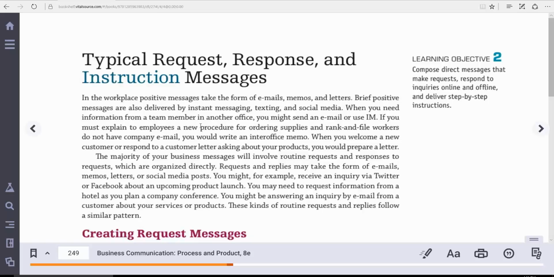When you need information from a team member in another office, you might send an email or use IM. If you're going to explain to employees a new procedure for ordering supplies, or rank and file workers, which means workers that have been there for a while, and you do not have company email, you could write an inter-office memo. When you welcome a new customer or respond to a customer letter, you would prepare a letter.